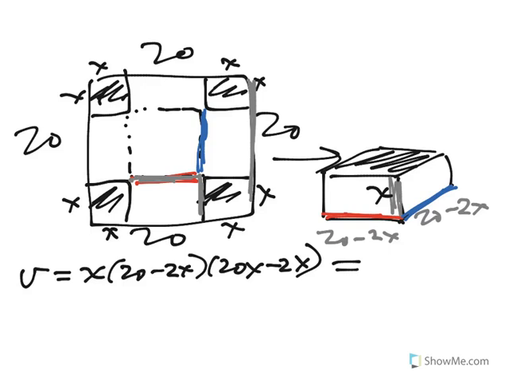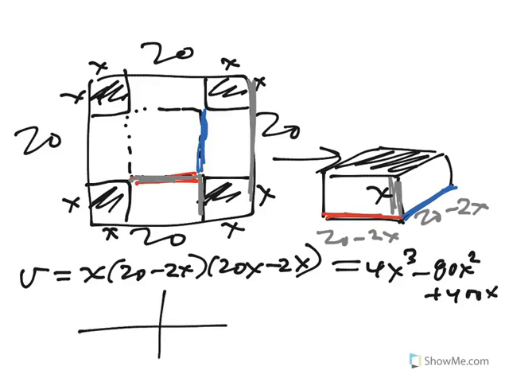You don't have to do this, but I just want to show you that if you were to multiply this out, it would be 4x to the third minus 80x squared plus 400x. And that's a cubic, and cubics generally have an S shape to them, and this one does also. It ends up looking something like that.